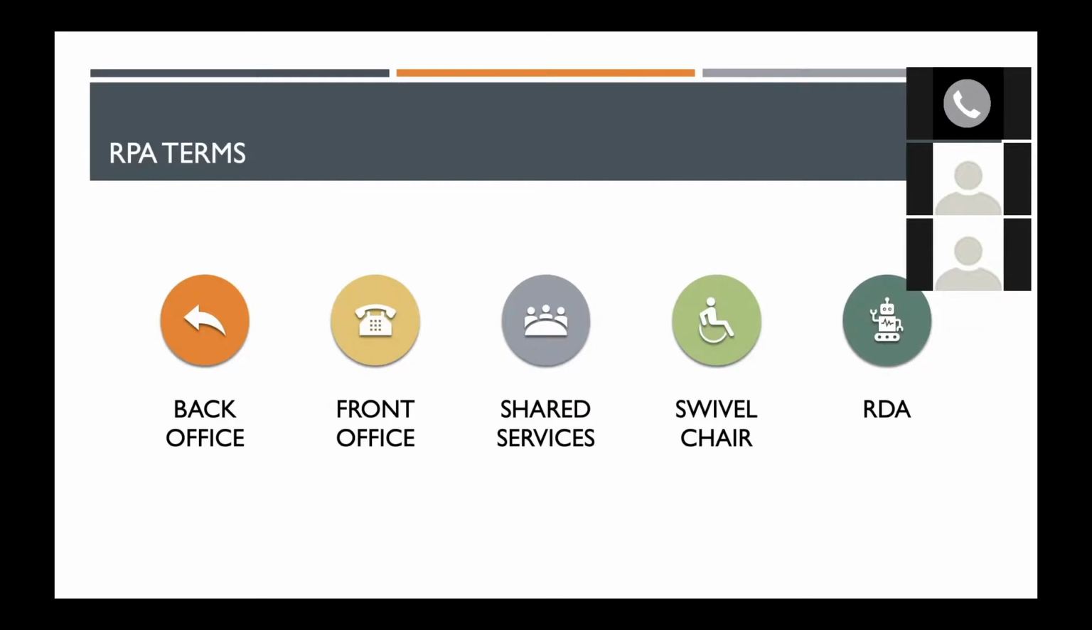Shared service is basically, for example, when one organization wants to merge their finance and accounting. If there's a shared service, they can just combine it, so now they would have a central repository where they can collaborate. Swivel chair is a process where you take an input and place it into multiple systems, such as ERP or CRM or any other legacy systems.